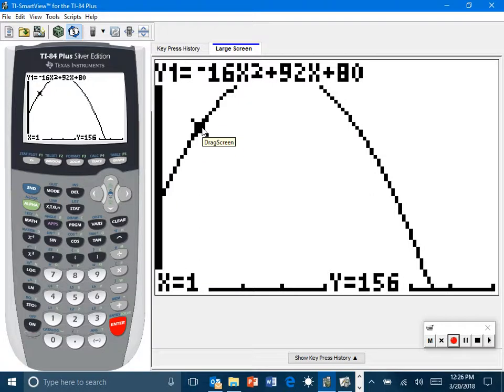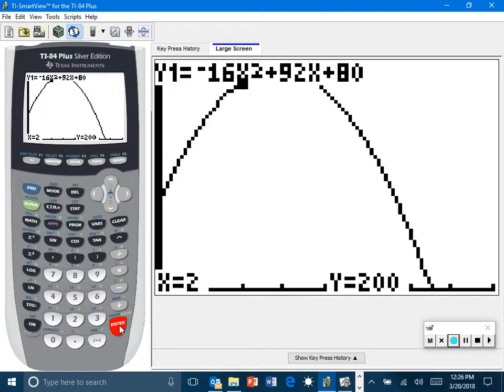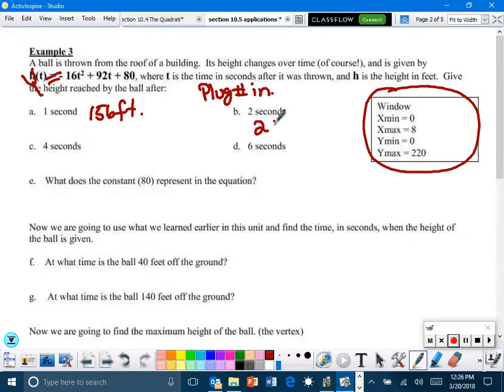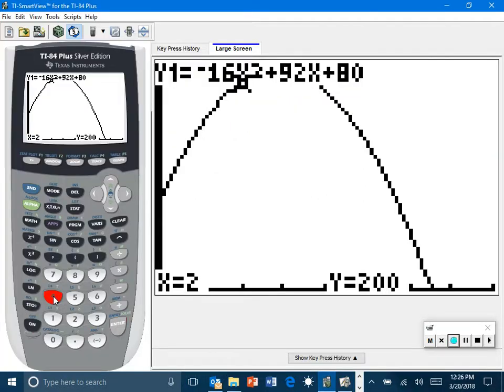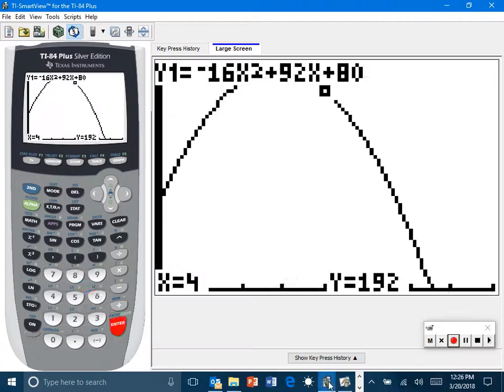The next one says where is it at 2 seconds. I do not have to hit trace again. I just hit 2, enter. Voila. The ball at 2 seconds is 200 feet. Now I'm going to go to 4 seconds. Again, I just hit 4, enter. Now you can see the ball's coming back down again. At 4 seconds, it's 192 feet. Okay, 6 seconds. Again, just type 6, enter, and whoop, it's almost to the ground. It's at 56 feet.